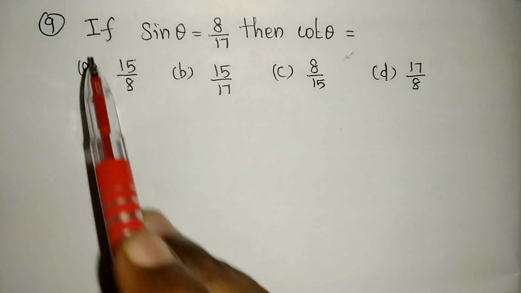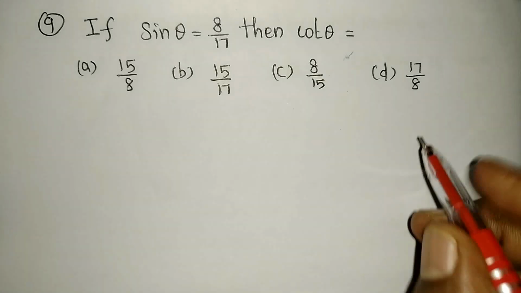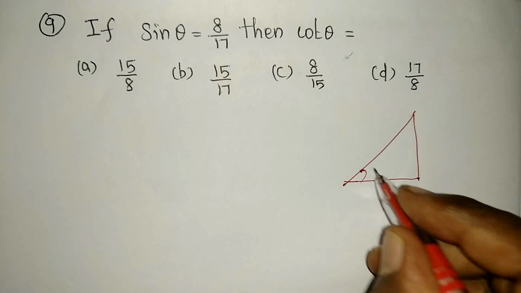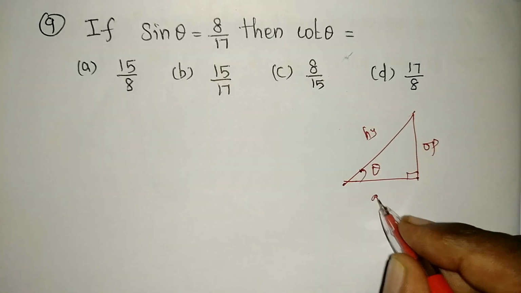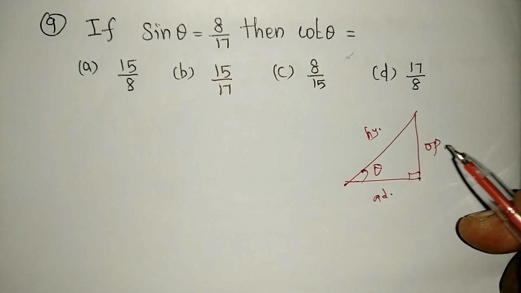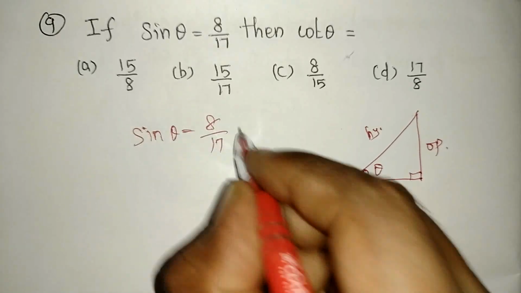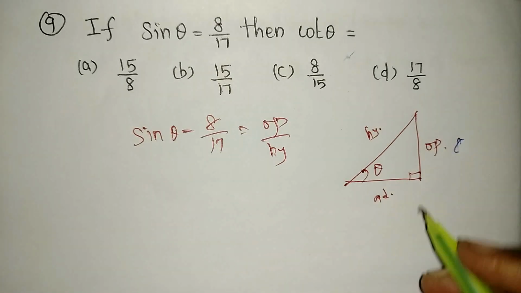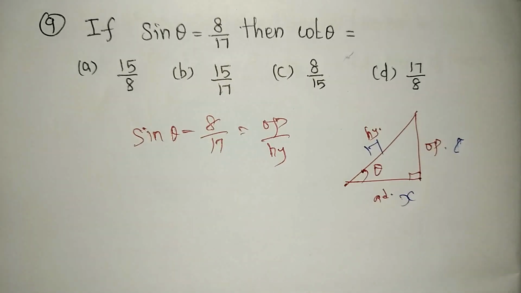Question number 9. If sin theta is equal to 8 by 17, then cot theta is equal to what? First we'll find all three sides of the triangle. They have given theta here, so I am taking theta. The side opposite to theta is the opposite, opposite the 90 degrees is the hypotenuse, and the rest of the side is called adjacent. Now sin theta is equal to 8 divided by 17, and we know sin is opposite divided by hypotenuse. So the opposite is 8 and the hypotenuse is 17. Now for the adjacent, I'm just taking it as x.